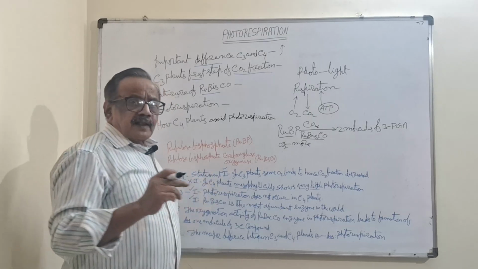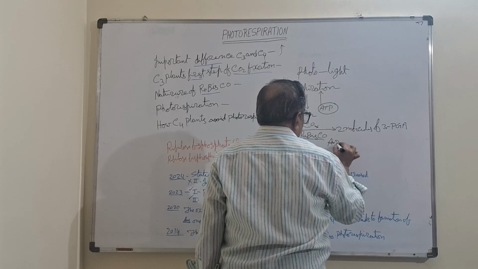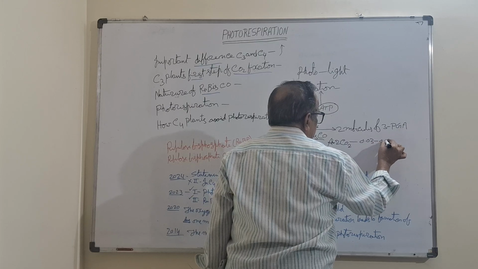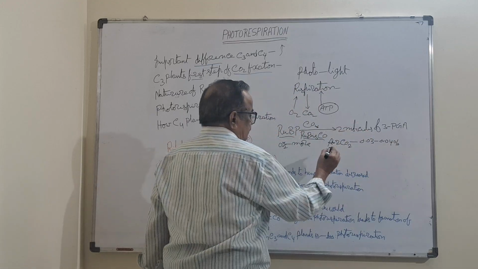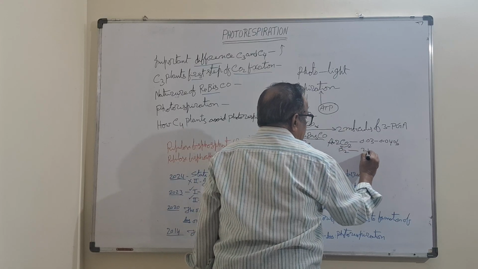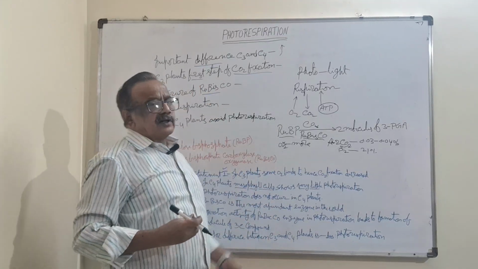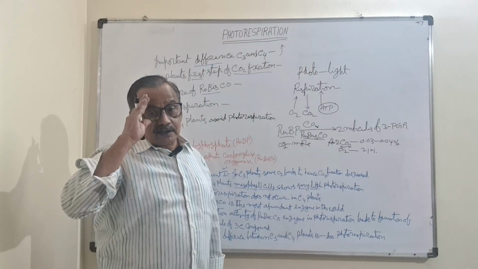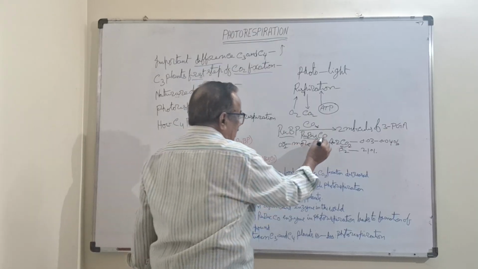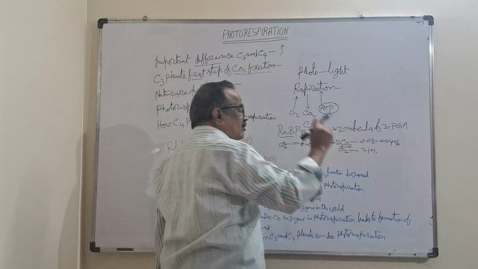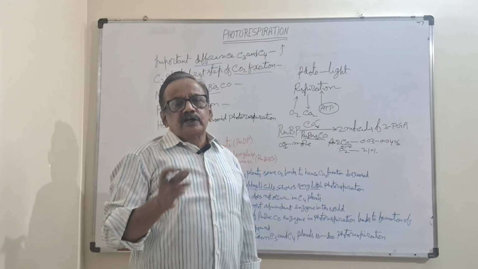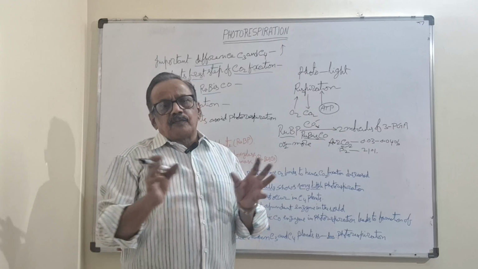The ratio in the air: CO2 is 0.0203 to 0.04%, and O2 is 21%. A lot of difference. Where O2 is 21%, CO2 is 0.03 to 0.04%. But the affinity of RuBisCO is more for carbon dioxide. When the ratio is 0.03 to 0.04% CO2 and 21% oxygen, there is no problem.